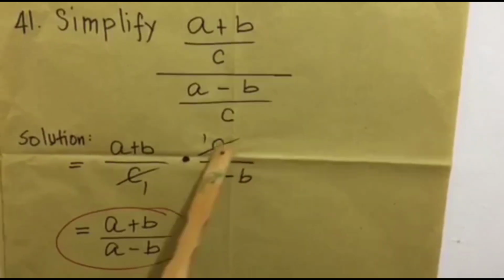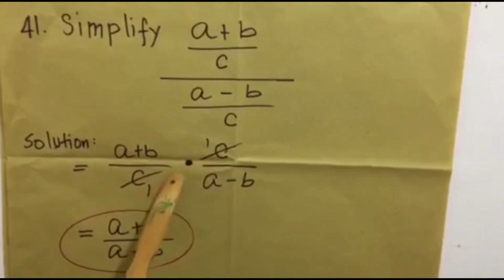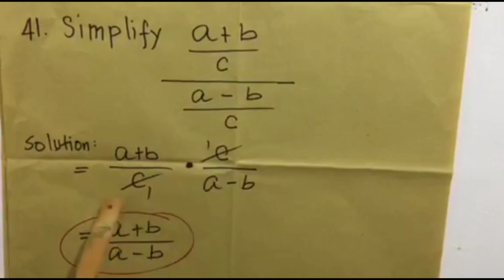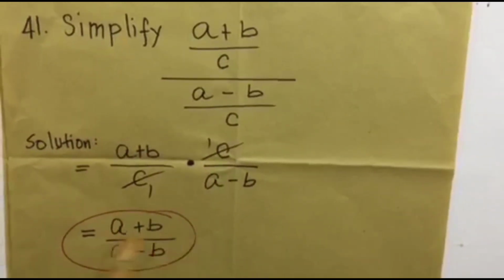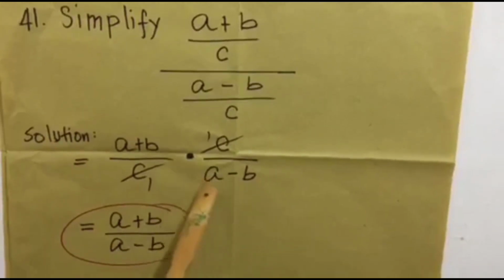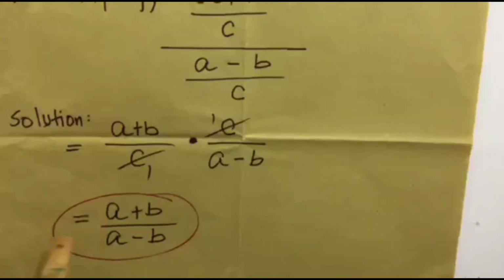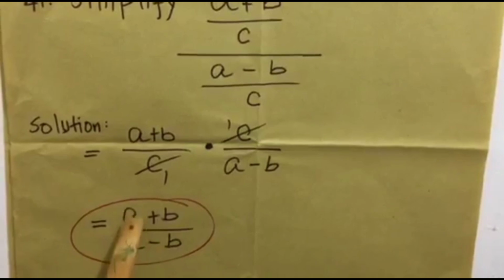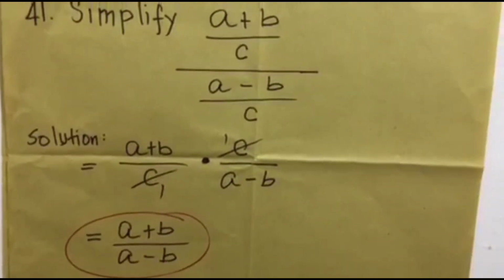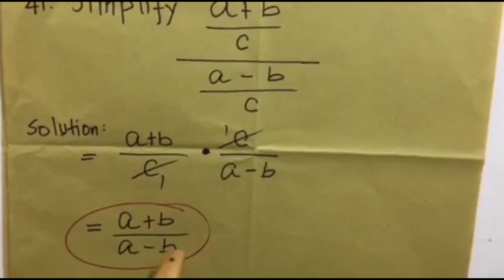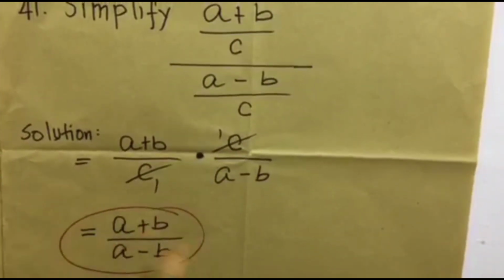Then after that, we have to cancel the same numerator and denominator, 1. Then we're going to multiply: a plus b times 1 equals a plus b, over 1 times a minus b equals a minus b. You cannot cancel a plus b and a minus b, a and a and b, because this is a binomial. This is not a factor. So that's why we have to leave our answer in this way.